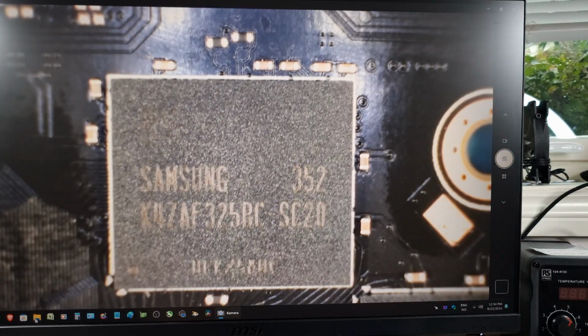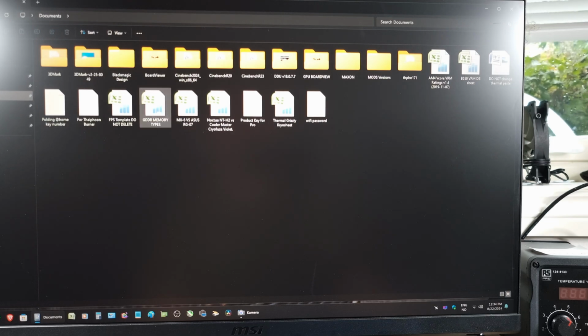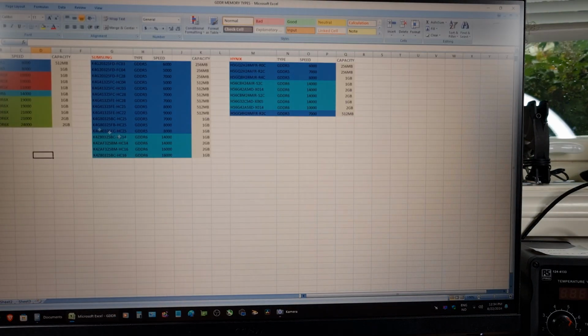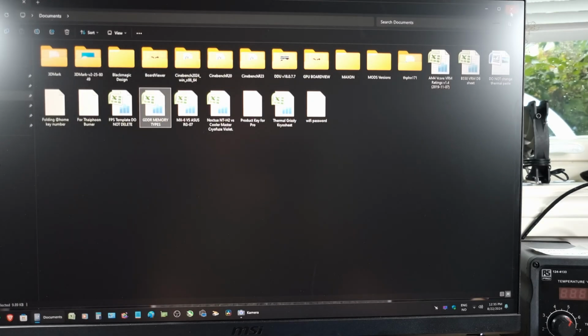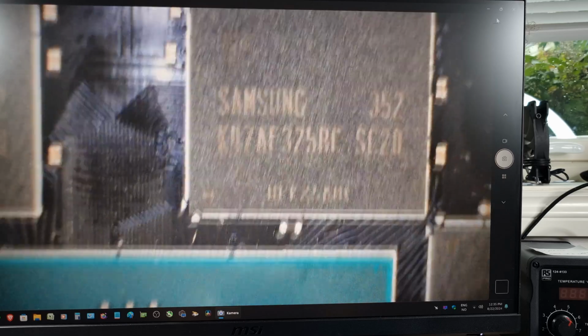Let's look at the cheat sheet that I have here for my GDDR memory types. And this is GDDR6. So the fastest I've got from Samsung is BCHC16 so far. And I know there's a BCHC18, and now we have SC20. So I gotta update this, but anyway, it's fast memory that they're using here. That's all you need to know about that.